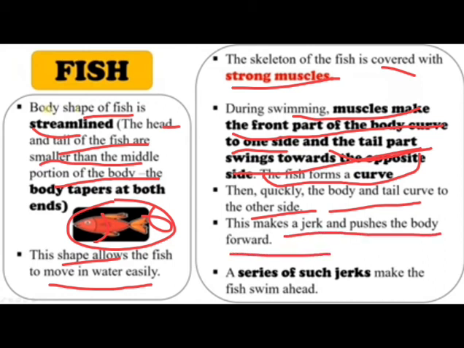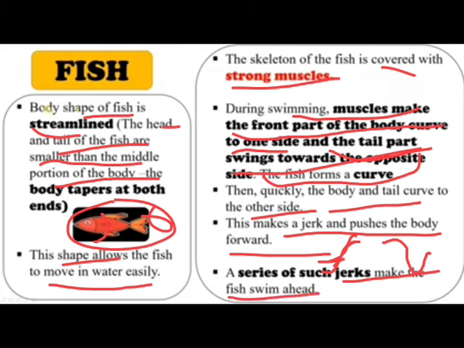What I am trying to say is, firstly, the front part of the body makes a curve to one side like this. Then quickly the front part will curve to the other side and the tail part also curves to the other side like this. So this makes a jerk and pushes the body forward, and a series of such jerks make the fish swim ahead.